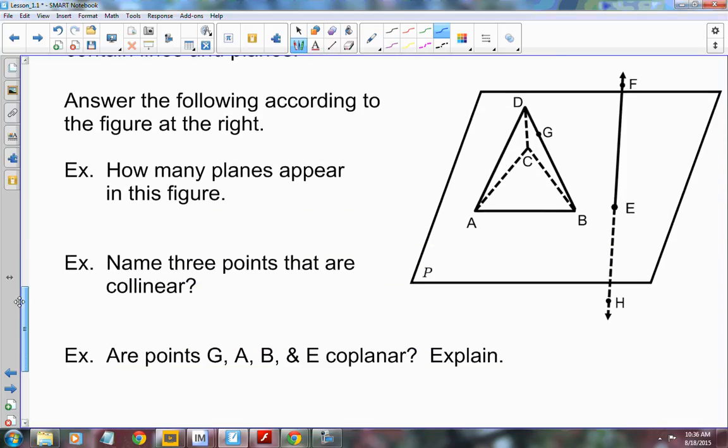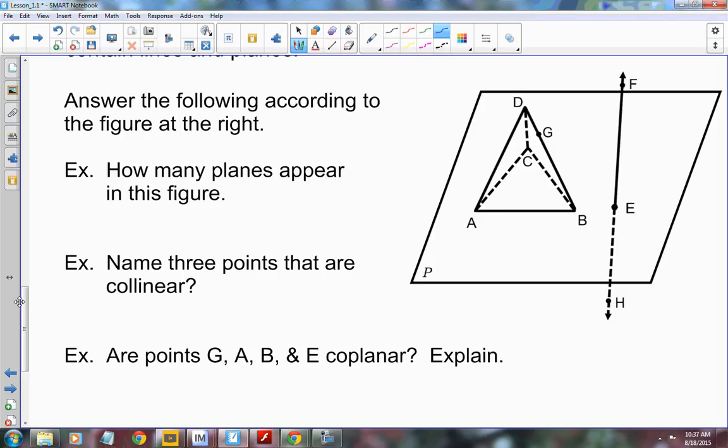All right. Picture the following according to the figure at the right. How many planes appear in this figure? What do you think? I heard 4. You may think I heard 5. I heard 1, 2.